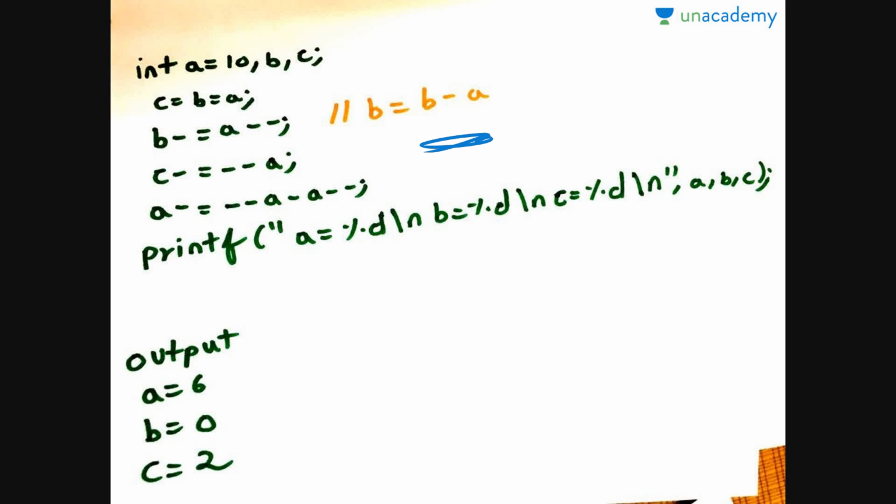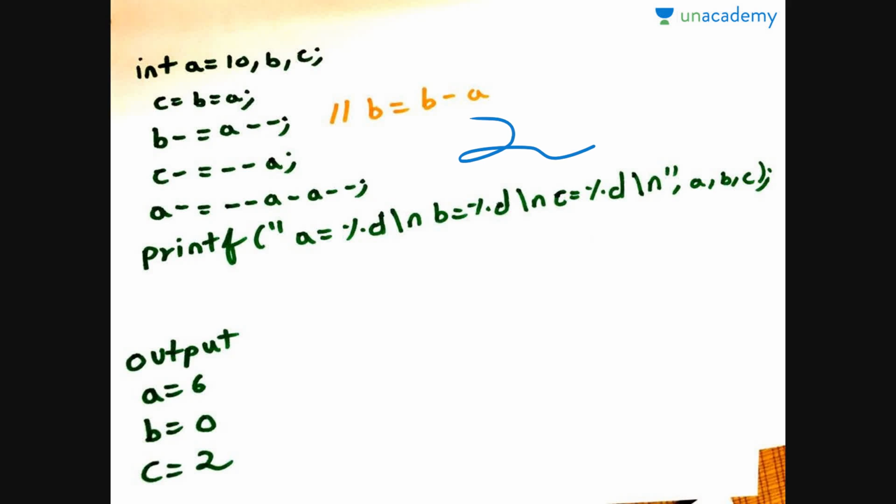So now C will be assigned the value after the decrement. First A will change to 9. The decrement of A will be changed to 9, and then further in C -= --A, the first decrement makes the value of A 8. Now C -= --A can be written as C is equal to C minus A. So that will be equal to 10 minus 8, and hence you will get the output as 2.